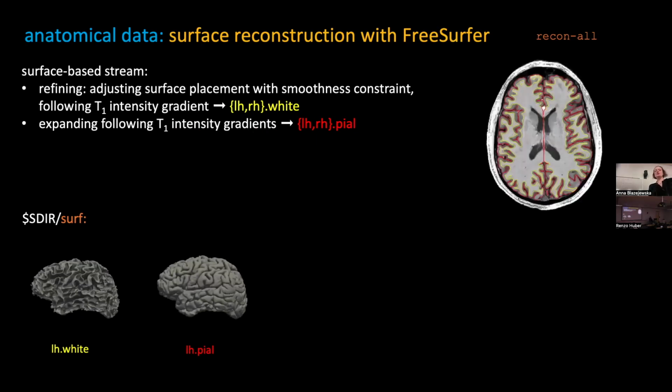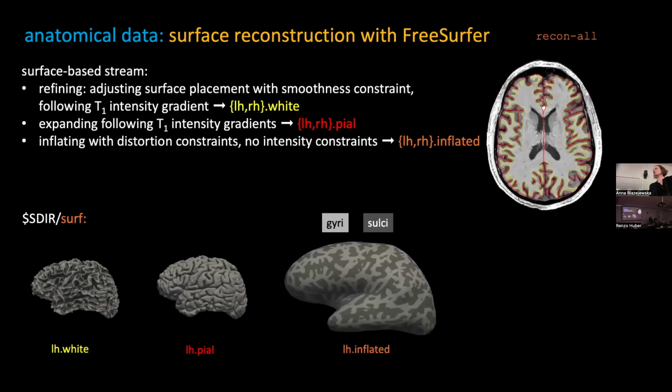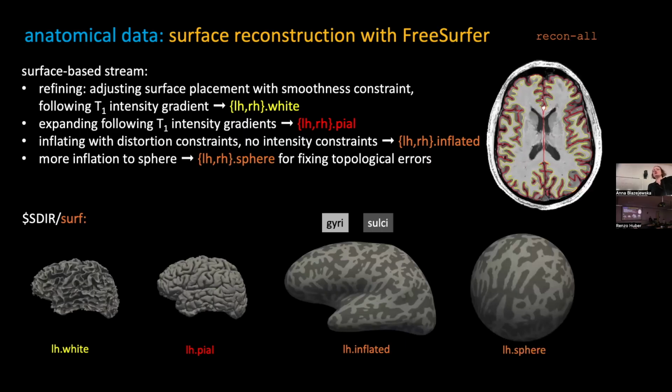But in this process, a few other interesting constructs are created, such as inflated surfaces, which are created by further expanding the surface with distortion constraints, but with no intensity constraints. And that looks like this. This is a useful construct for visualizations, and you'll see it a lot in the talk. And if we inflate even more, we'll go all the way to the sphere. The sphere is also helpful for fixing topological errors. Basically we expand, then we can detect and correct these errors more easily, and then deflate it back. It's also used for registration across subjects. That's not something we'll be talking about today, but it's also good to know.